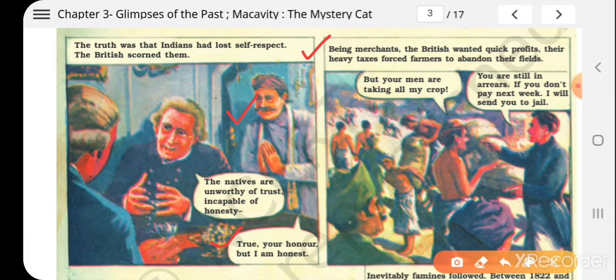So they applied heavy taxes on farmers, and that's why the farmers abandoned their fields. उनको अपने fields छोड़ने पड़े because they were unable to pay heavy taxes. Okay, a farmer is saying here, but your men are taking all my crop. लेकिन आपके जो मतलब ले रहे हैं, मेरी सारी की सारी crop ले ली. But the Britisher is saying that you are still in arrears, that you are still in debt, कि तुम्हारे ऊपर अब भी मेरे पैसे बाकी हैं, and if you don't pay next week, I'll send you to jail. See, totally they were very cruel.